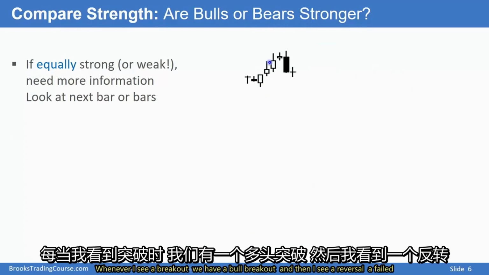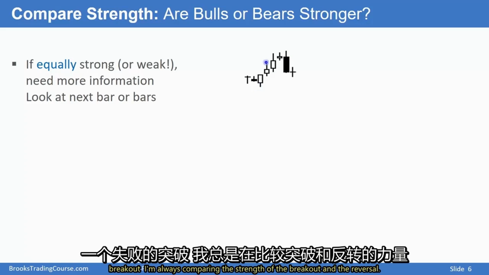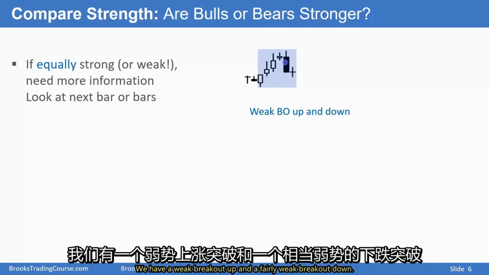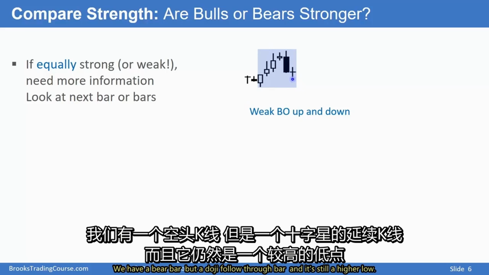Whenever I see a breakout, we have a bull breakout, and then I see a reversal, a failed breakout, I'm always comparing the strength of the breakout and the reversal. Here, we don't have much information, so maybe we have to look at some additional bars. We have a weak breakout up and a fairly weak breakout down.